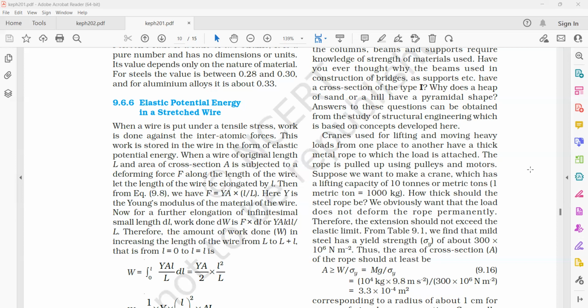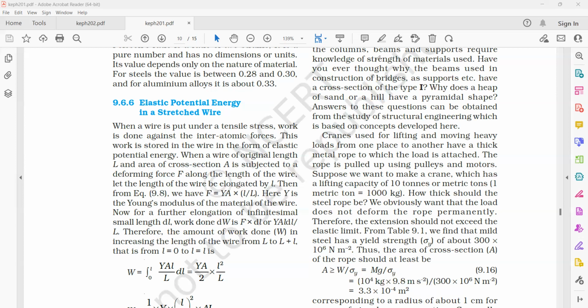For that, as we already discussed, the area of cross section of the wire should be greater than W by sigma y, where sigma y is the Young's modulus, W is mg, m is the mass of the material, that is 10,000 kgs in this case, and g is 9.8 meter per second square. Based on that, we can calculate the area of cross section of the wire.